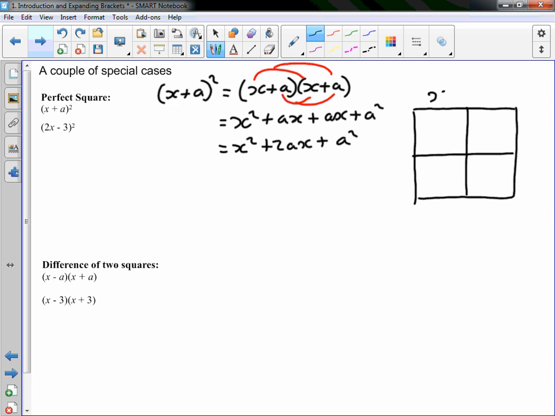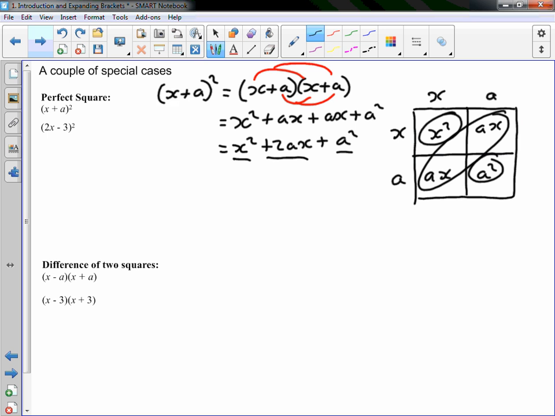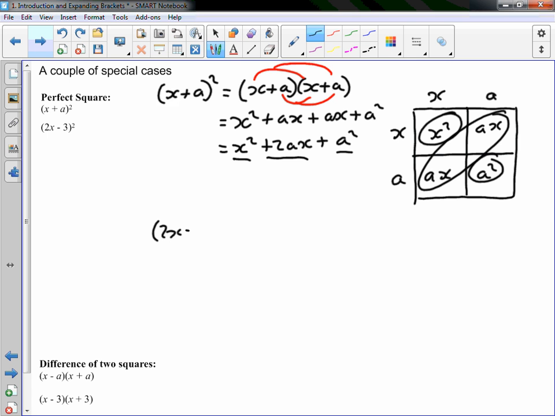So I'm going to have x and a, x and a, x squared, ax, a squared. So once again, x squared, 2 lots of ax, and a squared. So, for my numerical example, underneath, I have 2x minus 3 squared. So if you want to pause now and have a go at expanding this on your own.